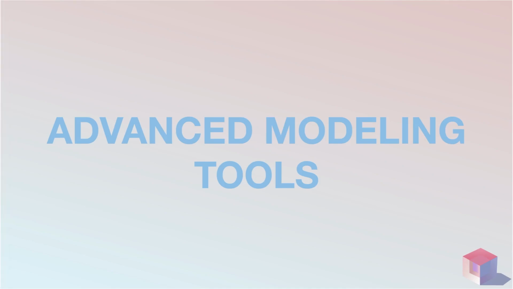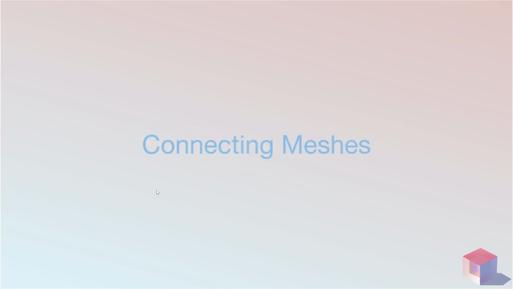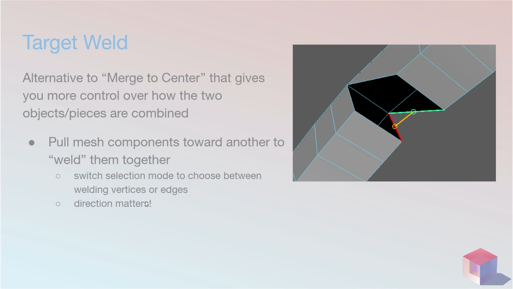But let's get started. Okay, so first let's talk about connecting meshes. One of the really cool tools that you could use is the target weld tool. So if you ever had a hole in your mesh, or maybe you're combining two meshes, like for example in the Fox Lab when you combined the legs to the body, you would use the merge the center tool to be able to combine the vertices together.